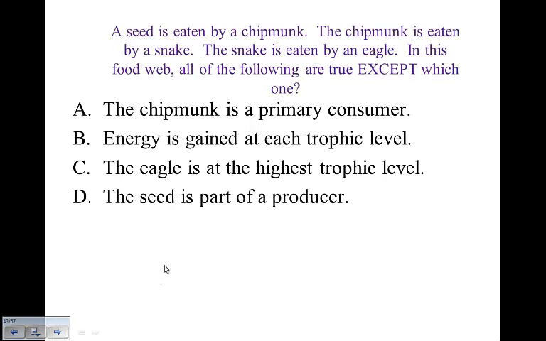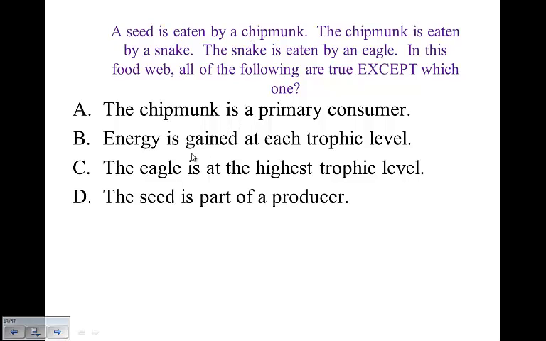Okay, next, a seed. This is like a mystery, okay? A seed is eaten by a chipmunk. The chipmunk is eaten by a snake. The snake is eaten by an eagle. So in this food web, that's a food chain and a food web. In that, all of the following are true except which one? Is the chipmunk a primary consumer? Go back and check. Is it eating a producer?